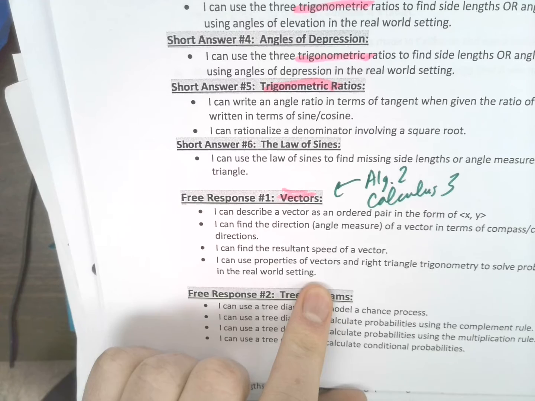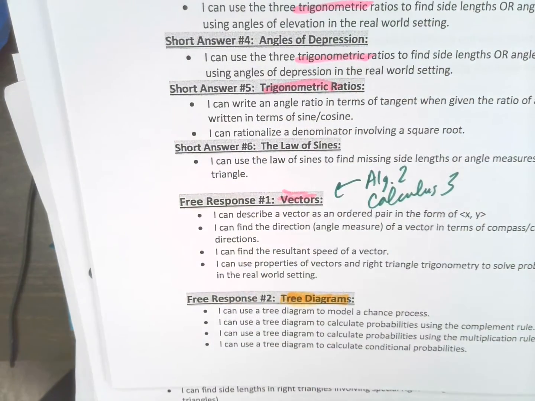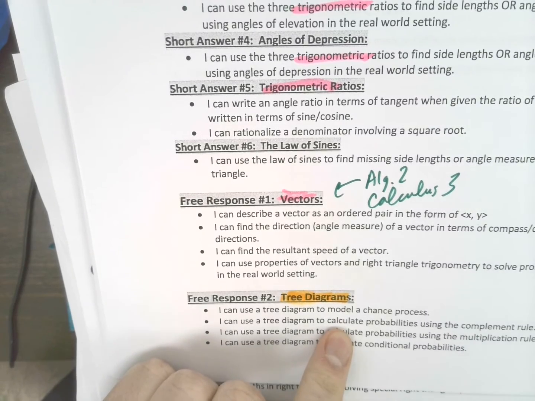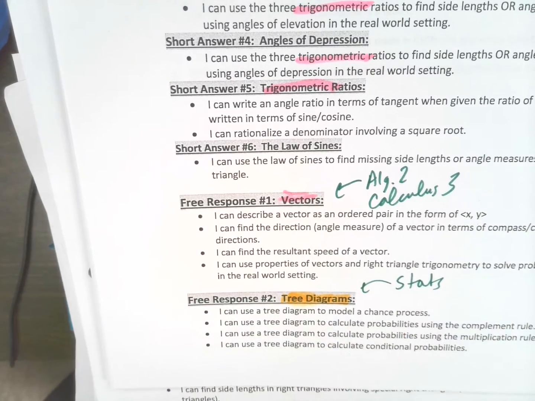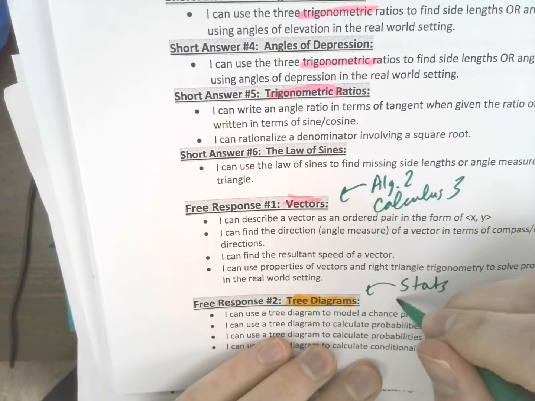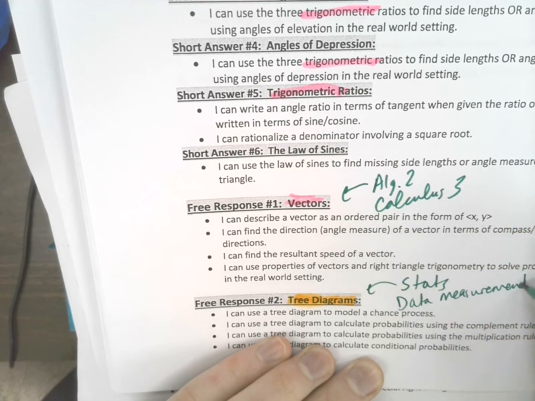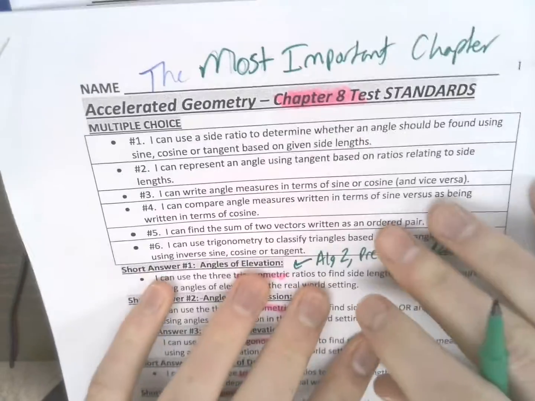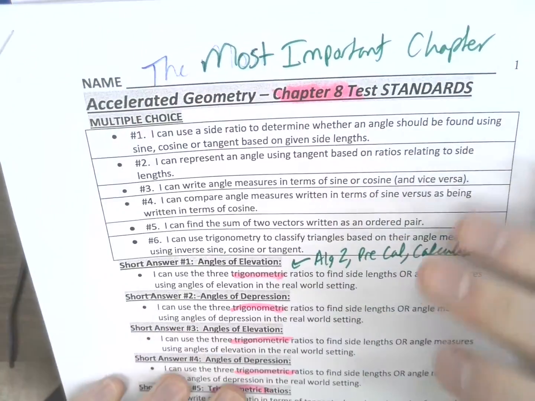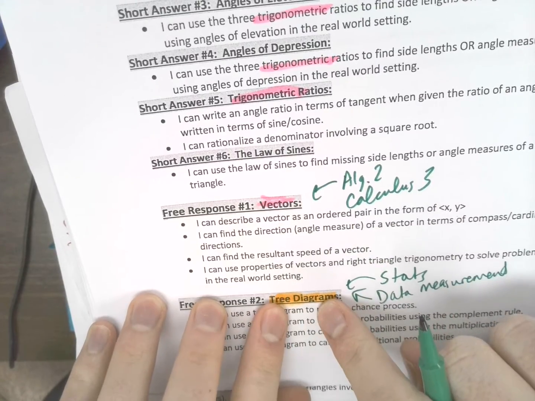And then tree diagrams, for those of you who want to go into being an actuary or a statistician, another field where you can make a lot of money, tree diagrams you're going to see in stats or data measurement if you take that class. So you can see here, stats, data measurement, Algebra 2, Calculus 3, Algebra 2, Pre-Cal, Calculus. This is a very important chapter, and I just wanted to reinforce that. And let's start with the last thing, tree diagrams.